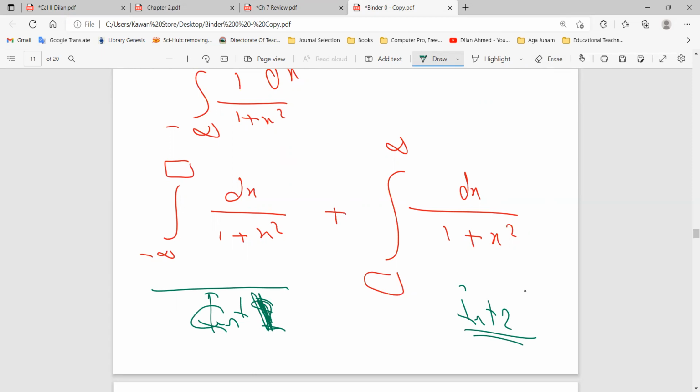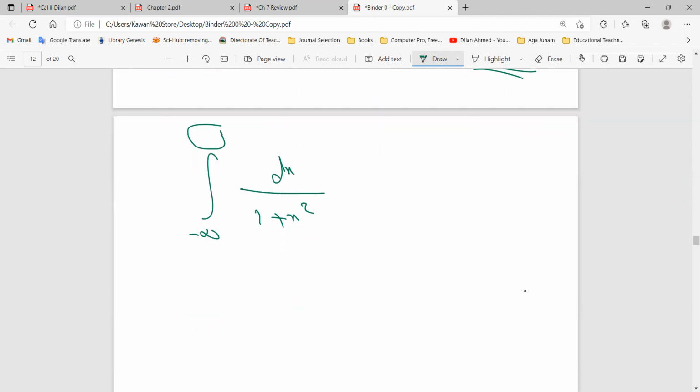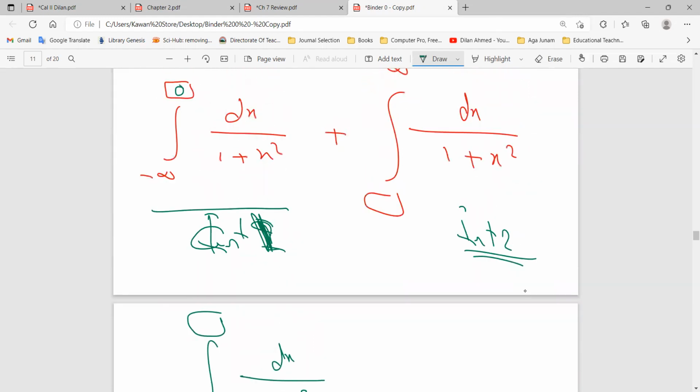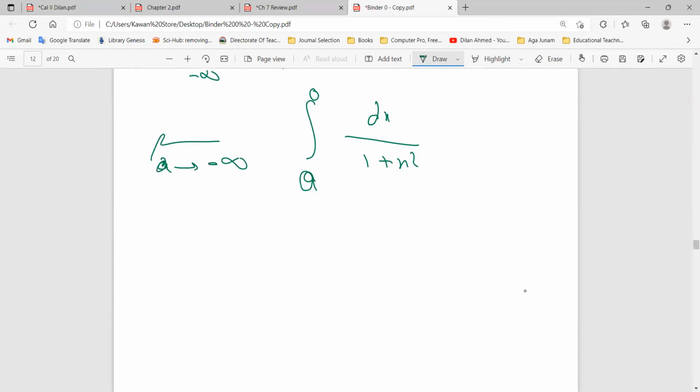So integral number one, how do we solve integral number one? I'm going to leave the box till the end, because we should choose some number. Even in your book, substitute 0. You can change to any constant. But okay, let me use 0. Later I'll tell you why. So, limit of a approaching minus infinity, it will change to a to 0, dx over 1 plus x squared. So how do we solve the integral?